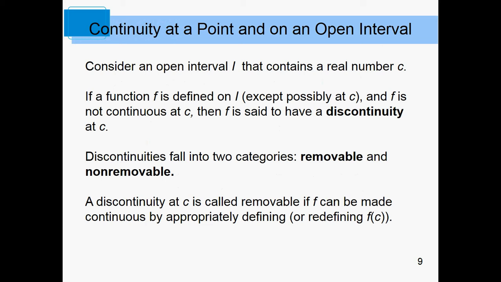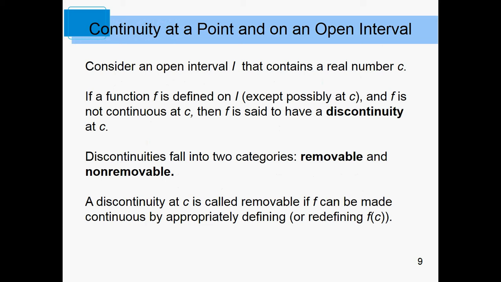From here to here? Some number to some other number? Nobody? It's not a trick. Somebody give me a number. 0 to 10. Fantastic. Open interval from 0 to 10. Okay? That's I. That contains a real number C. So give me a C that's in the interval from 0 to 10. 5. Doesn't have to be in the middle. Could be any number, right? It could be 1.3. Still a real number, still in the interval. That's all this is saying. We've got an open interval that contains a real number.